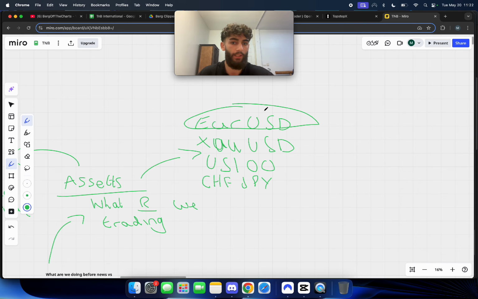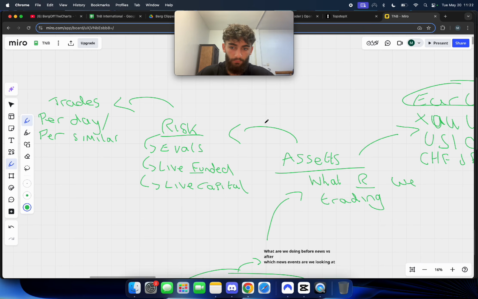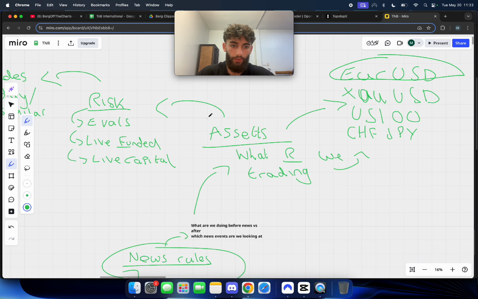I have a couple 100k challenges that I'm running where I'm just running EU. I have a 100k FTMO that I've literally passed, which I'm just trading EU. You know what I mean? So find out what assets you trade as well. These are the ones that I trade, okay? So this is the what are we trading thing.